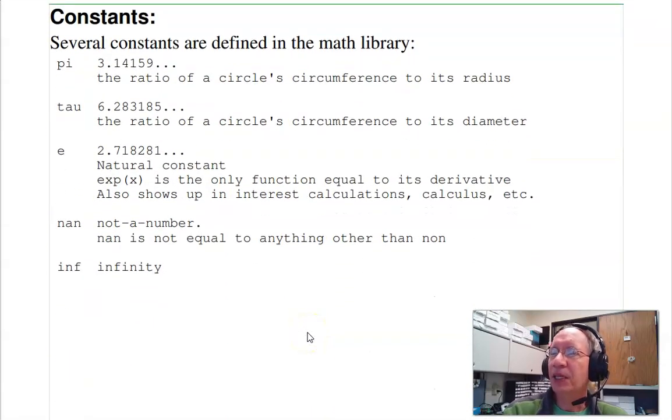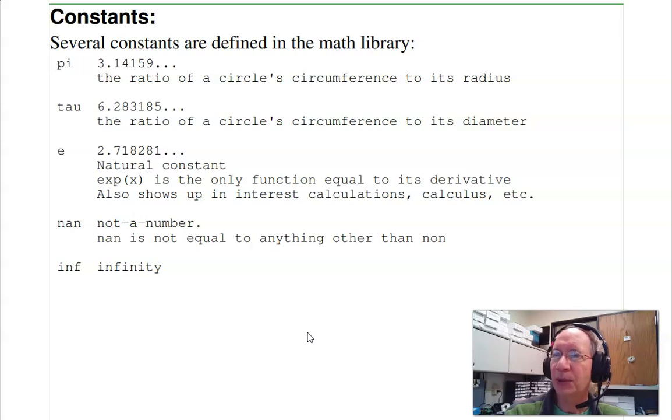The math library includes some constants. Pi is the ratio of a circle's circumference to its diameter. Tau is 2 times pi, the ratio of a circle's circumference to its radius. E is a natural constant. E to the x is the only function equal to its derivative. It also shows up in many different places like interest rate calculations, calculus, and so on.